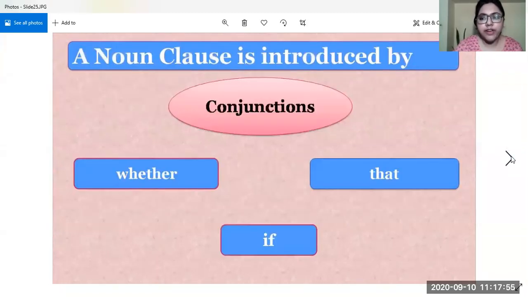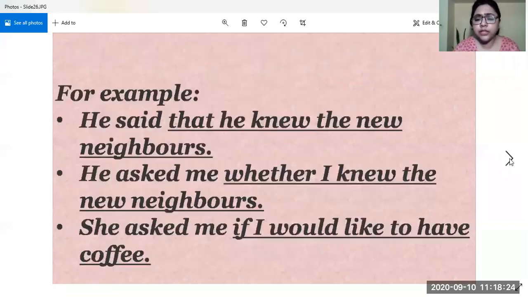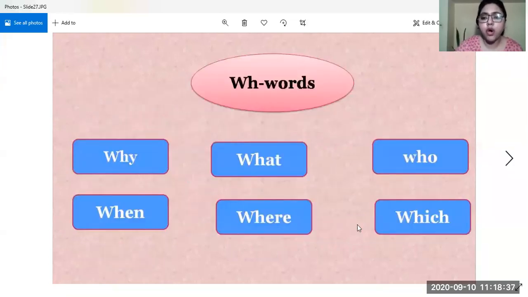See, there are two ways of identifying a subordinating noun clause. The first and the very easy or the simplest way is to ask the question what. You'll always get an answer to the question what. The other method to identify a noun clause is to look for these conjunctions: whether, that, if. So a noun clause always begins with such conjunctions, like in these examples. He said that he knew the new neighbors. He asked me whether I knew the new neighbors. Or it begins with the WH words, like why, what, who, when, where, which. All these words you will find in a noun clause.